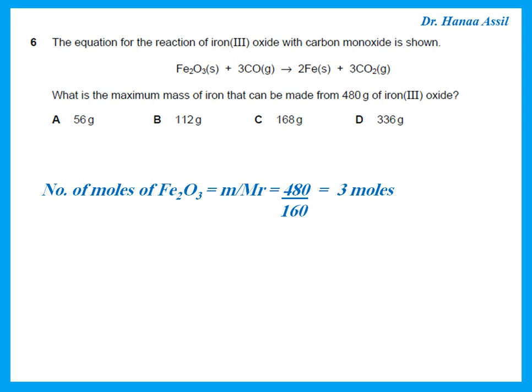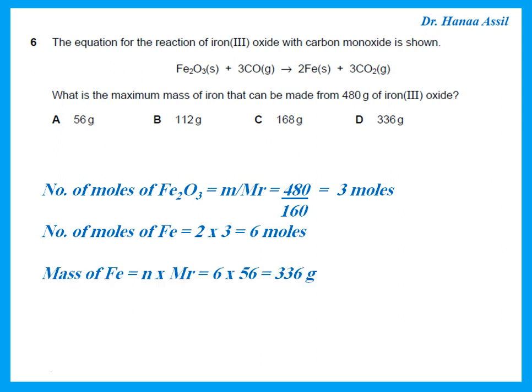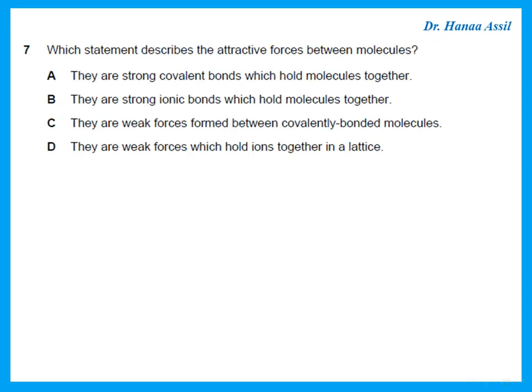We look at the equation and we see that 1 mole of Fe2O3 will give 2 moles of Fe, and that means that the number of moles of iron is twice that of Fe2O3. From this number of moles I can get the mass of iron, number of moles times Mr, so that comes out to be 336 grams. Which statement describes the attractive forces between molecules?